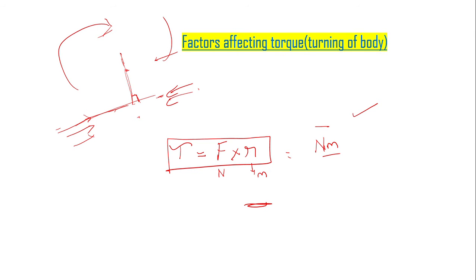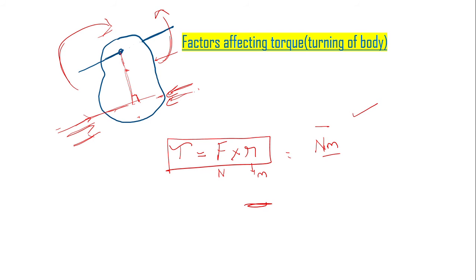Alright, so factors affecting torque or turning of a body. What are the factors that will affect turning of a body? Say for example, this is a body which has been pivoted over here. Take a stone for example, and there is a hole that has been made over here, and there is a spoke that passes through it. Now when you apply a force in this direction, it will move in a clockwise direction, and if you apply a force in the opposite direction, it will move in an anti-clockwise direction.